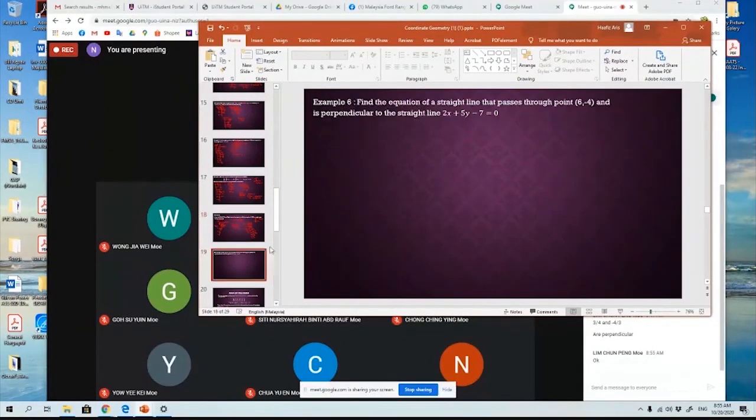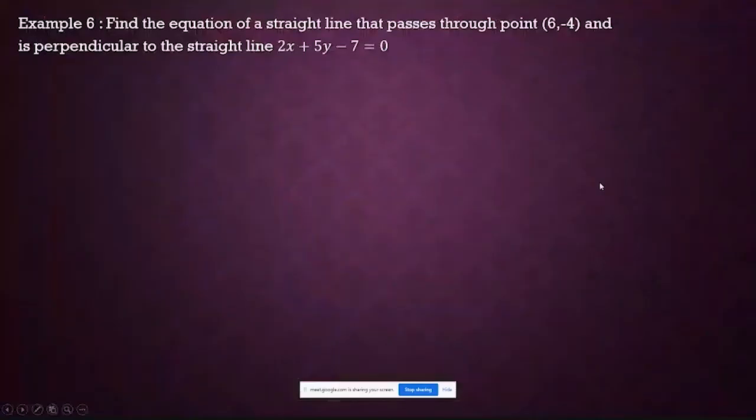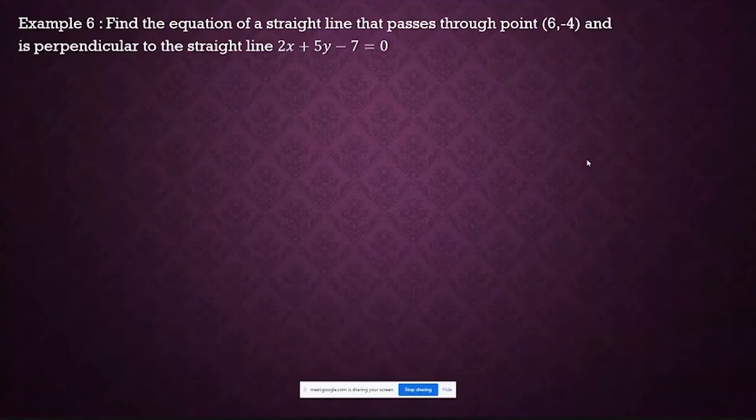Okay, example 6. Find the equation of the straight line that passes through the point (6, -4) and is perpendicular to the straight line 2x + 5y - 7 = 0. It's the same pattern as the previous parallel line question, but here the two lines are perpendicular to each other. So find the equation of that straight line.